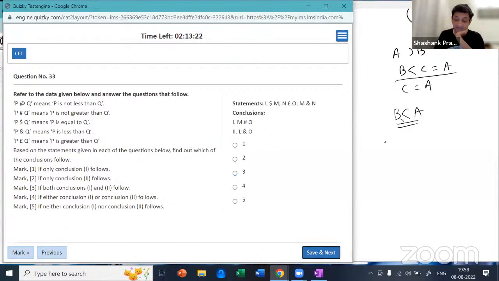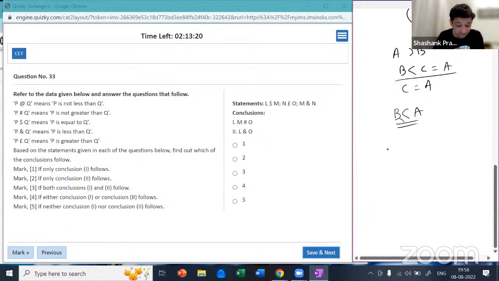Let's see. Next one. L dollar M. Dollar kya hota hai? Dollar is L is equal to M. M and N. So again, I'm getting into the zone just now. M and N means M is less than N. So M is less than N. N is greater than L, M. So this is basically how I generally solve. N pound O meaning N is greater than O. So N is also greater than O.